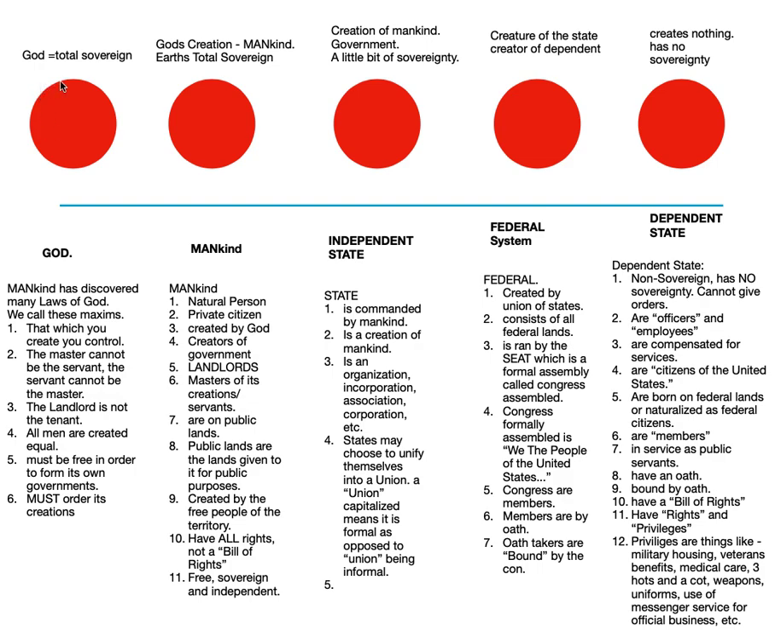In the legal structure or lawful system of government, this is God, this is mankind, this is mankind's creation called independent state, this is the union of the independent states' creation called federal system, and this is the federal system's creation of the dependent states. So this would be like grandparents or great-grandparents, their children, their children, their children. Okay, so it's basically the same system.